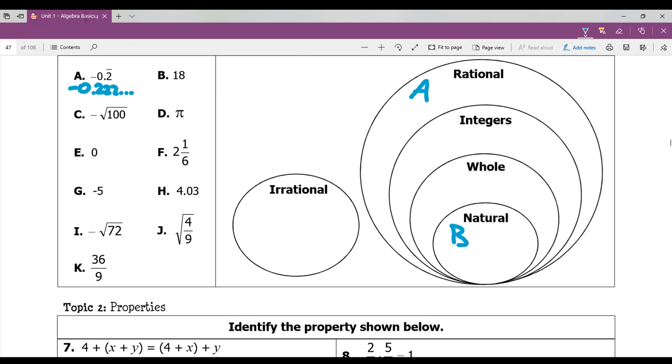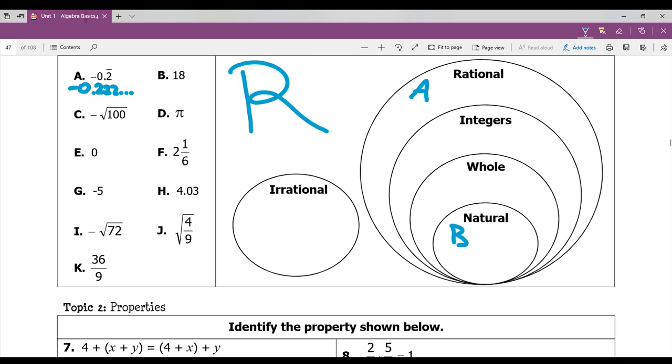Because 18 is rational, it's an integer, it's a whole number, and it's a natural number. It goes all the way down here to natural. And in case you don't understand this Venn diagram, what this is saying is this entire big box here with all these circles, this is all the real numbers in the world. And then we close off different sections.